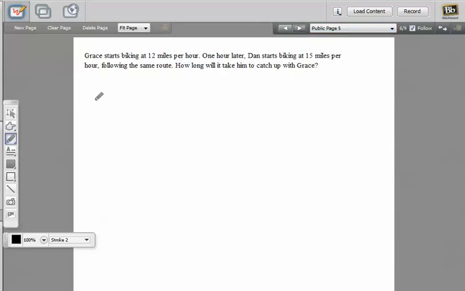All right, I'm going to make two columns here for this problem. It says Grace starts biking at 12 miles per hour. 1 hour later, Dan starts biking at 15 miles per hour, following the same route. How long will it take him to catch up with Grace? So let's do Grace and a distance for her, and then Dan and a distance for him.